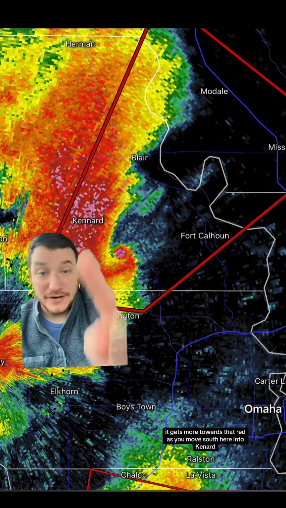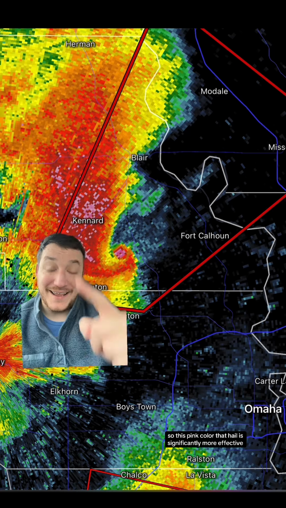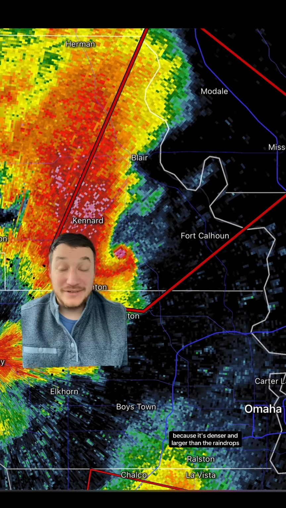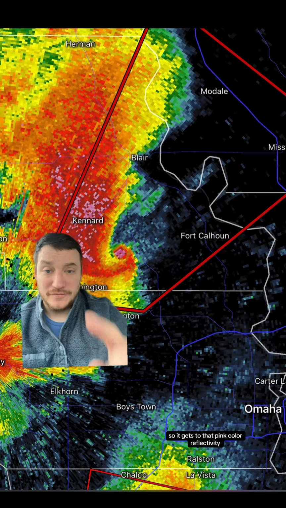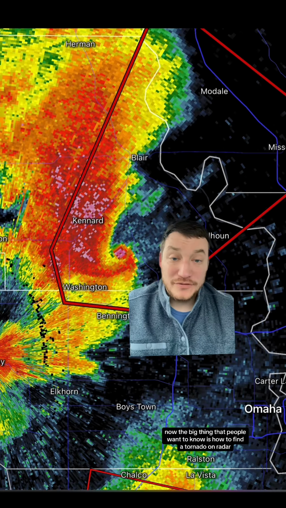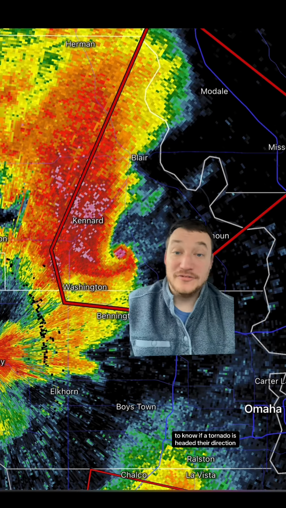As you move south here into Kennard, Nebraska, this is hail. So this pink color, that hail is significantly more reflective because it's denser and larger than the raindrops, so it gets to that pink color reflectivity. Now, the big thing that people want to know is how to find a tornado on radar, to know if a tornado is headed their direction.